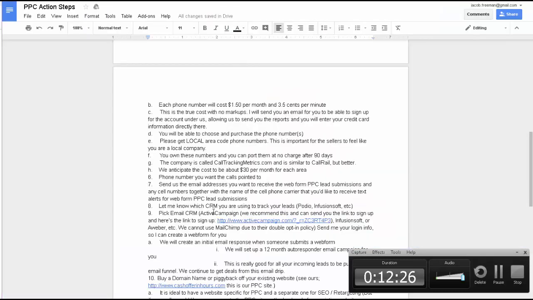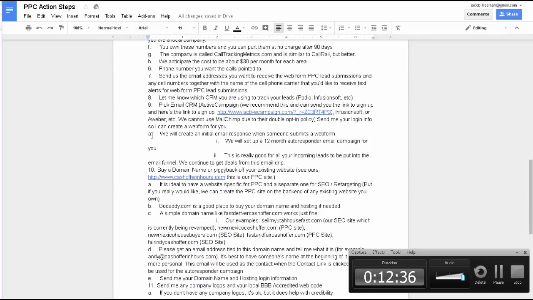So pick email CRM. Send us your login info so we can integrate it with your website. And again, we'll create a 12-month autoresponder email campaign for you. And so because we're going to create a new site, now we're down to 10.